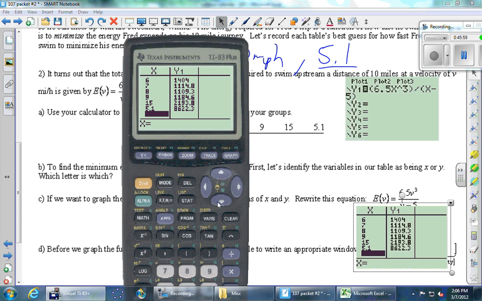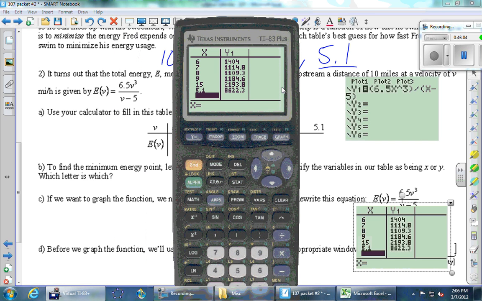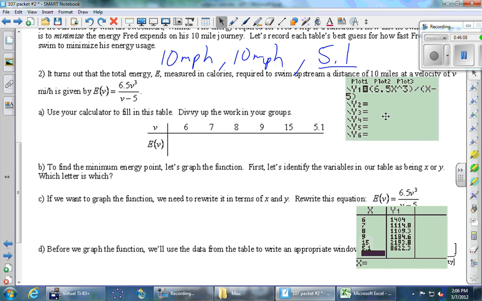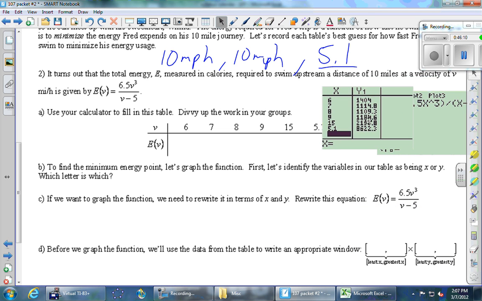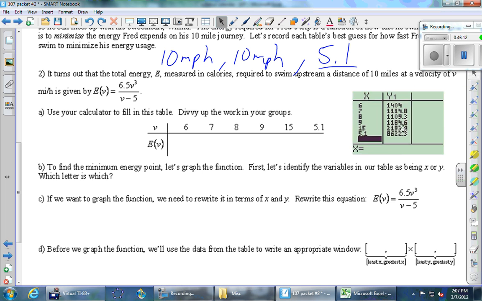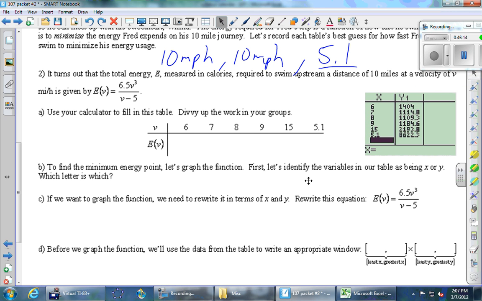I guess I missed 5. I'll put 5 in here too. Wait, is that right? Oh yeah, it started at 6. Yeah, it's good. So those are the numbers from the table, and that's a quick way to get it. So I'll just put that there and get rid of this guy. Okay, and then let's take a look at part B, Hazen.